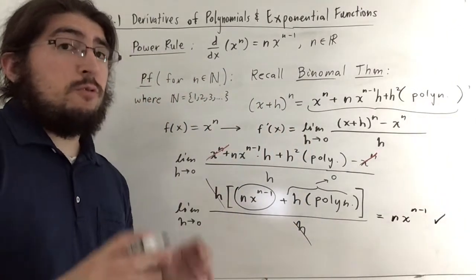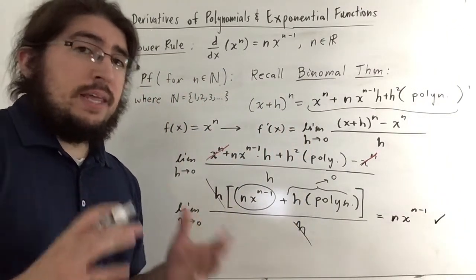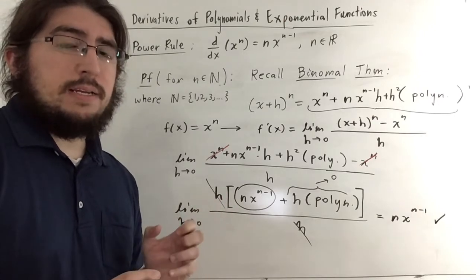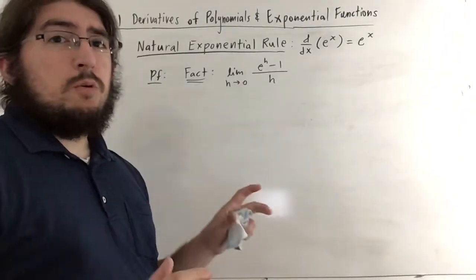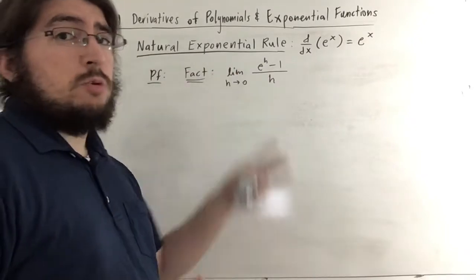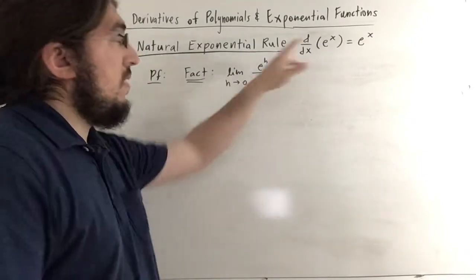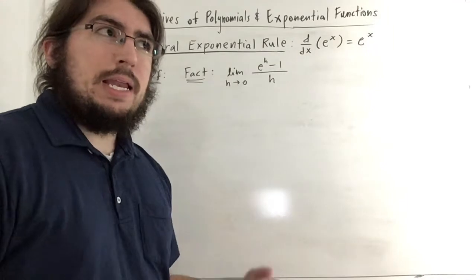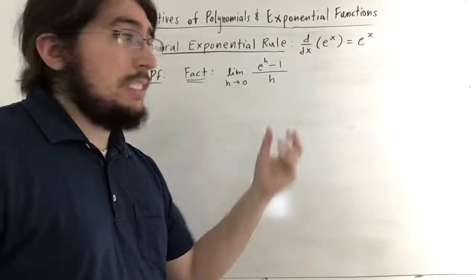So now I'm going to prove one last rule for you, and then we can move on to do some examples finally. Alright, so this next and final rule is a really cool one. It's the natural exponential rule. It basically says that the derivative of e to the x is itself, and as it turns out, it's basically the only function that has that property.